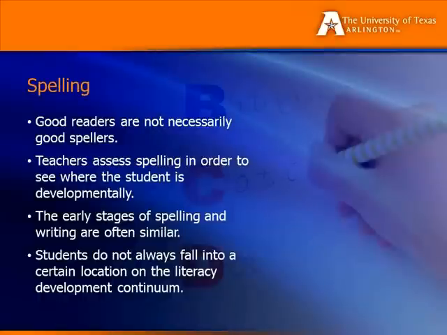Spelling is an important literacy skill related to reading and writing. A common misconception is that good readers are also good spellers. This is not always true. We assess spelling in order to see where the student is developmentally. Informal assessments help educators determine where the students fall on the path to proficiency. With that information, teachers can scaffold the students' efforts to become conventional spellers.